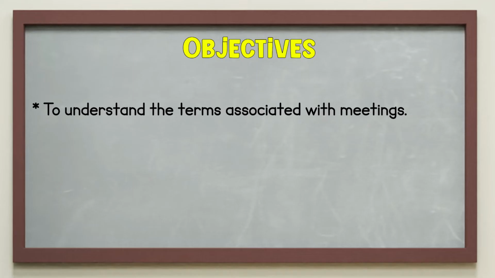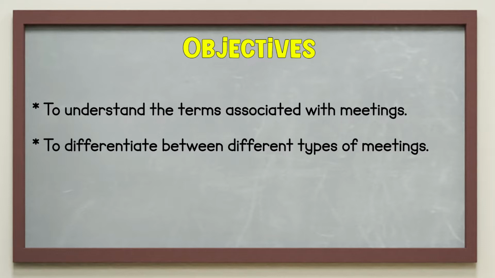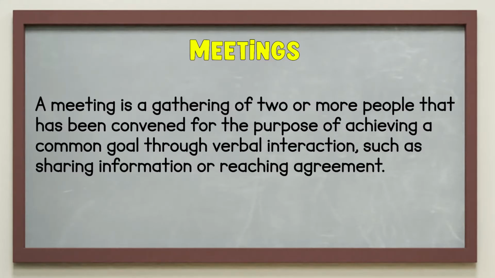Today's lesson's objectives are to understand the terms associated with meetings and to differentiate between the different types of meetings. Let us start by defining the term meetings. A meeting is a gathering of two or more people that has been organized for the purpose of achieving a common goal through verbal interaction, such as sharing information or reaching an agreement.